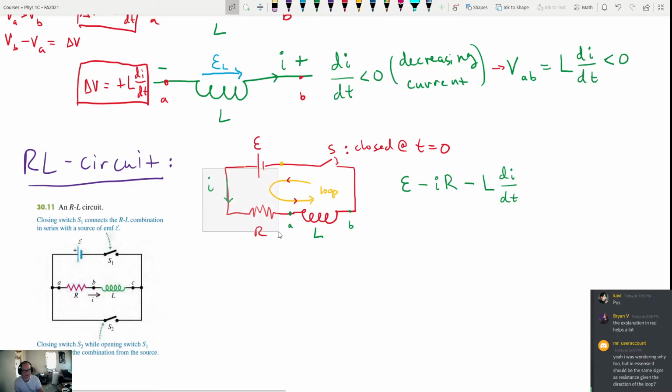Exactly. Like, if we're going to put negative IR for this, well, why do we put negative IR? We put negative IR because we're going downstream, right? We're going from the high point of potential to the low point of potential. And of course, we're doing the exact same thing here. We're going from high potential to low potential. So that's where the negative sign shows up. Anyway, okay, so equals 0.